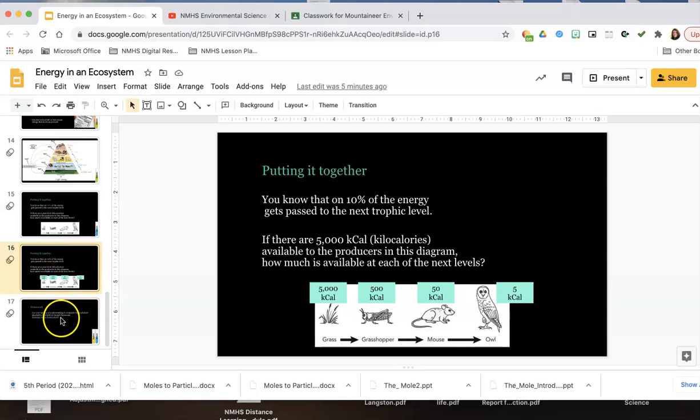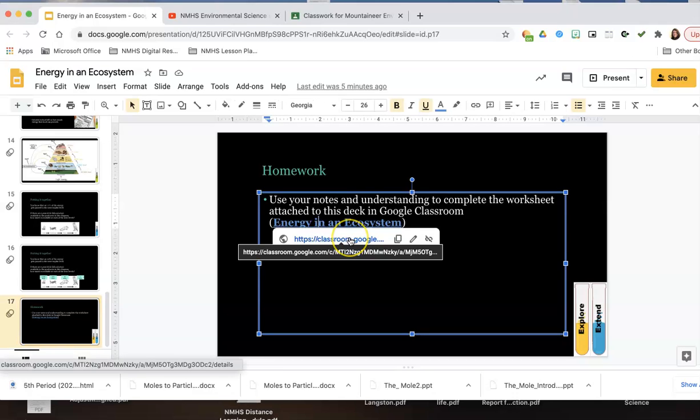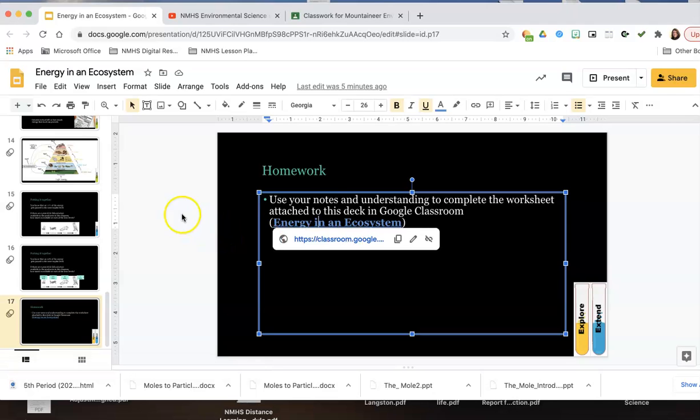All right, so your homework, I want you to complete this little energy in an ecosystem worksheet. There is a link there for you, so if you just click on the link, you should be taken to that worksheet. It's in Google Docs, and you just have to fill it out and attach it to the assignment.